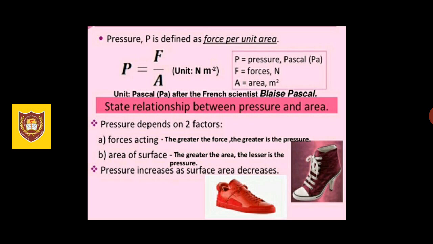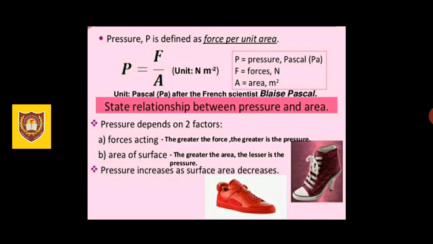Pressure depends on two factors. One is force, another is area of surface. Pressure is directly proportional to force. Hence, the greater the force, the greater is the pressure, and vice versa. Area of surface. Pressure is inversely proportional to the area of surface. Means the greater the area, the lesser is the pressure. Means pressure increases as the surface area decreases.